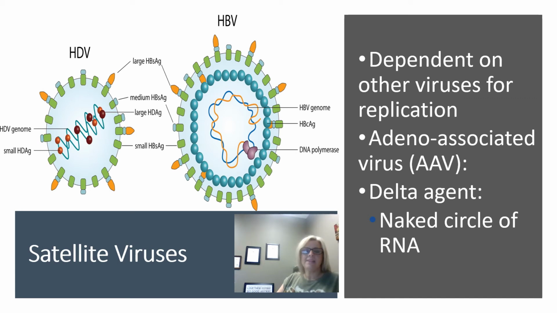The delta agent is actually a naked circle of RNA that is expressed with the help of hepatitis B. And so when these are what we call comorbid or occur together, this will worsen the liver damage caused by hepatitis B.